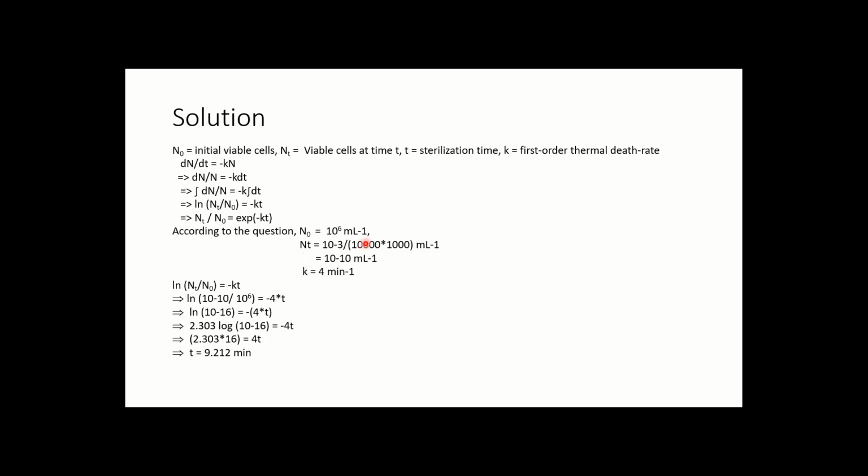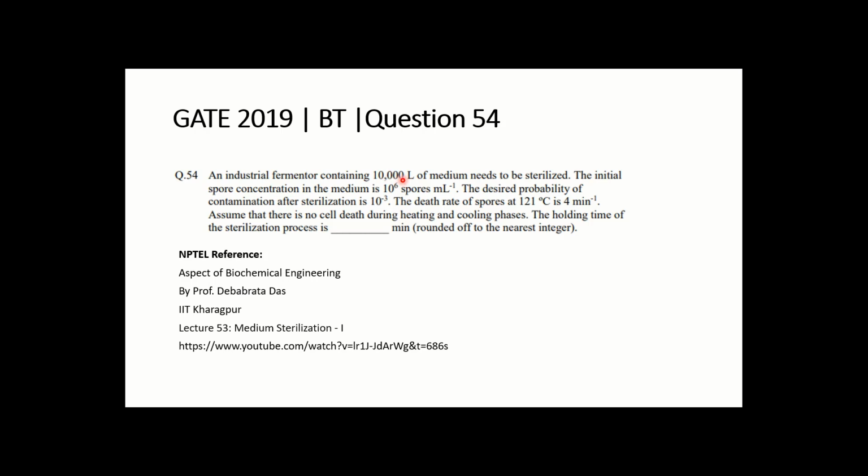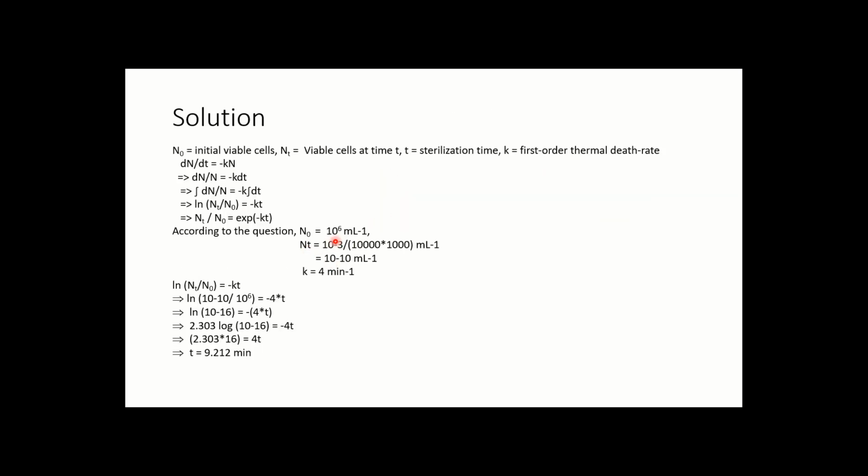So Nt will be the number of spores divided by the volume of the reactor. The number of spores is 10 to the power minus 3, and the volume of the reactor is 10,000 liter. If we multiply with 1000, it will be in ml. So Nt will be 10 to the power minus 10 ml inverse, or 10 to the power minus 10 spores per ml, and k, the thermal death rate, is 4 minute inverse, which is given.